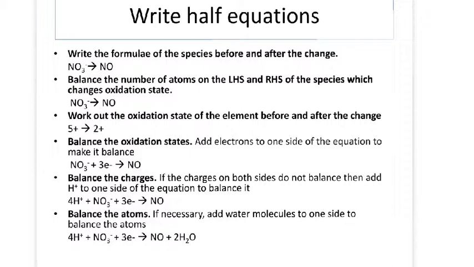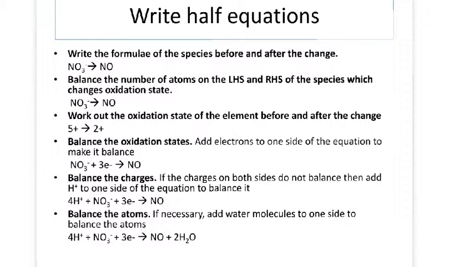So all we need to do now is that final step of balancing the atoms, where we said that if you needed to, you could add water molecules to one side to balance the atoms. The easiest thing is to look at how many H plus there are. There's 4 H pluses on the left hand side. So on the right hand side we need 4 hydrogens, and to get that we've got 2 waters. So there you go, that's all you need to do for that step.